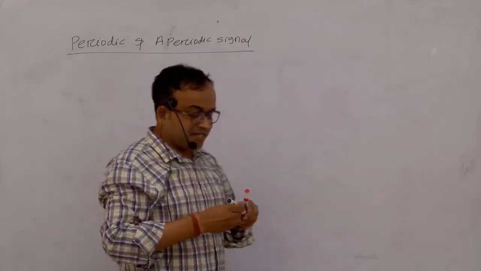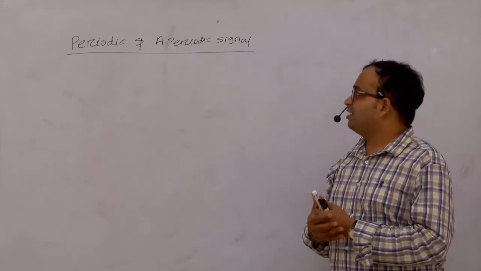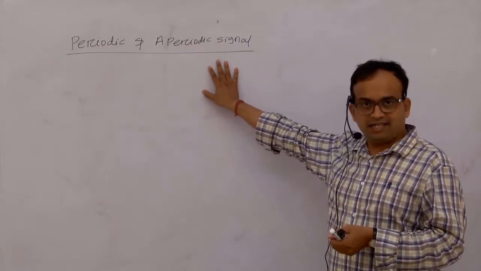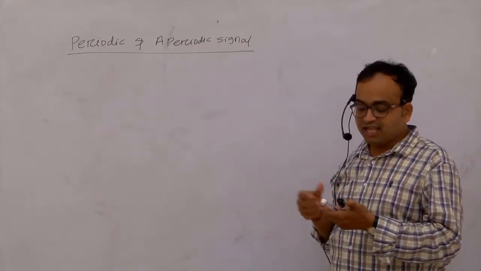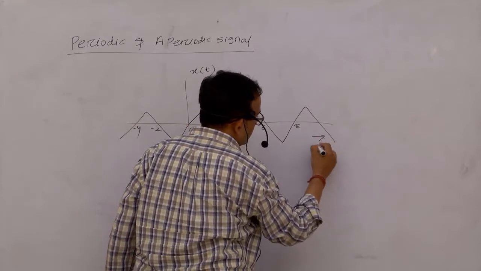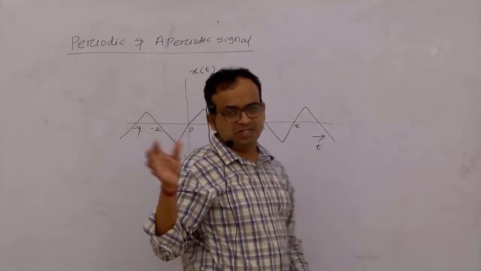So this is also a very simple classification. Let us see first what is a periodic signal and what is a non-periodic signal. Before writing the example, let me explain what is periodic. I am drawing a signal like this. I don't know which type of signal this is.